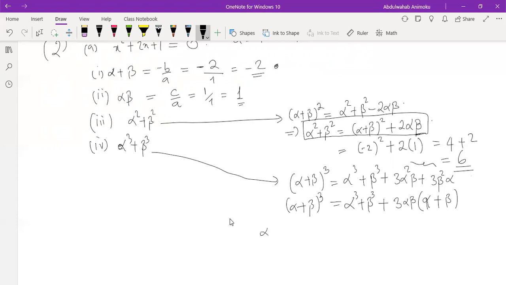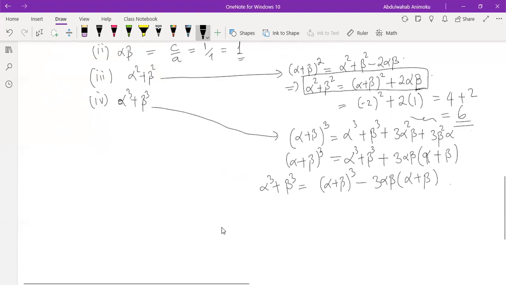Okay, so what does this give us? This gives us alpha cube plus beta cube as what? Alpha plus beta all cube minus 3 alpha beta times alpha plus beta. What a beautiful formula. So you also have to remember this. Very, very important. Now, what is left? And we'll learn how to do such kind of expansion. This kind of expansion, we'll learn it very soon using binomial expansion or binomial theorem, okay, or Pascal's triangle.